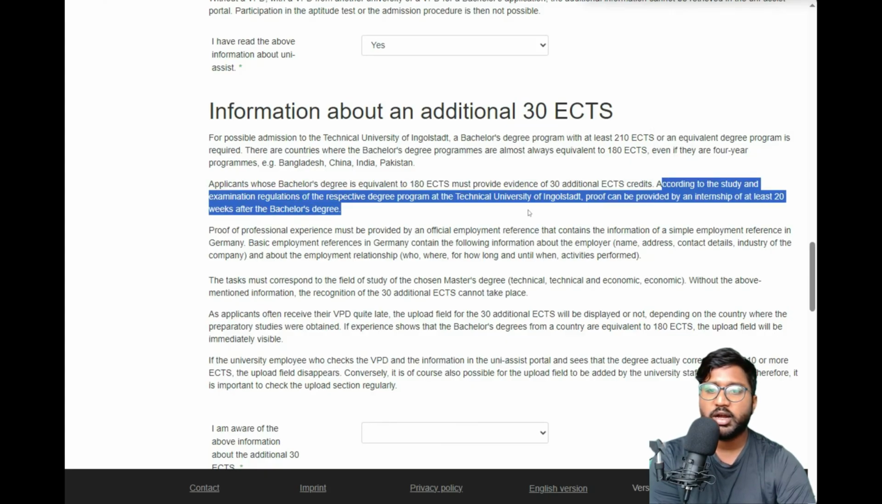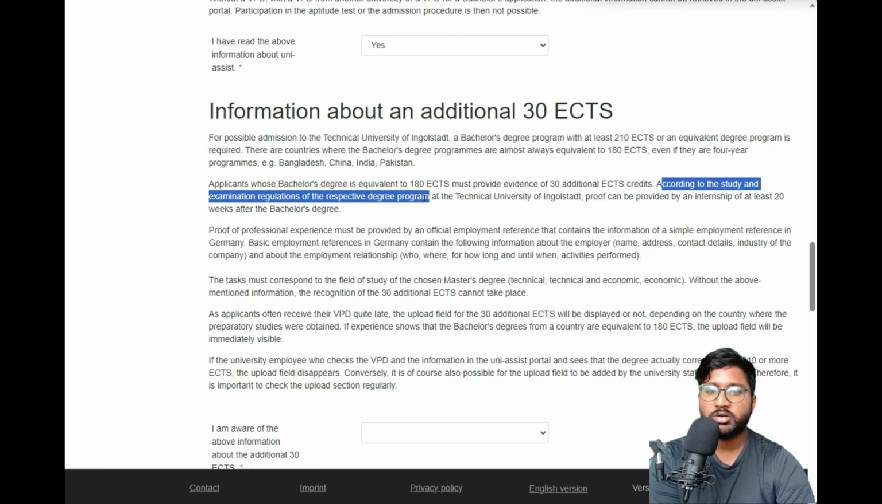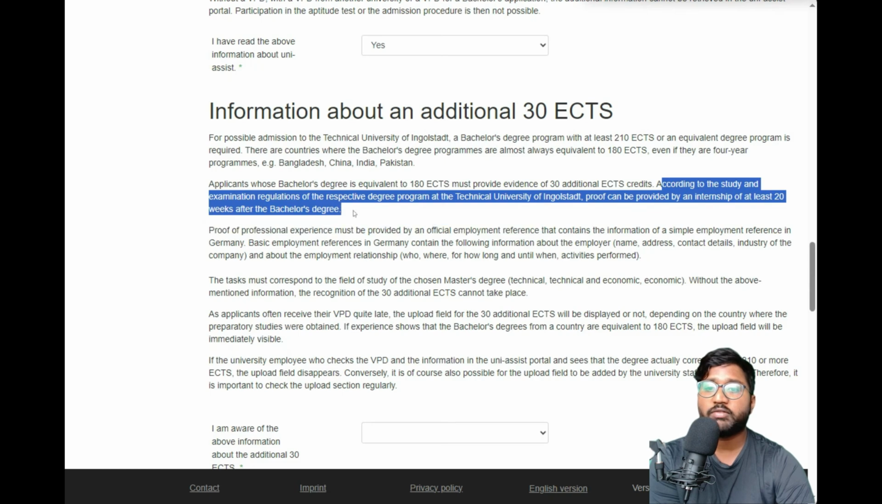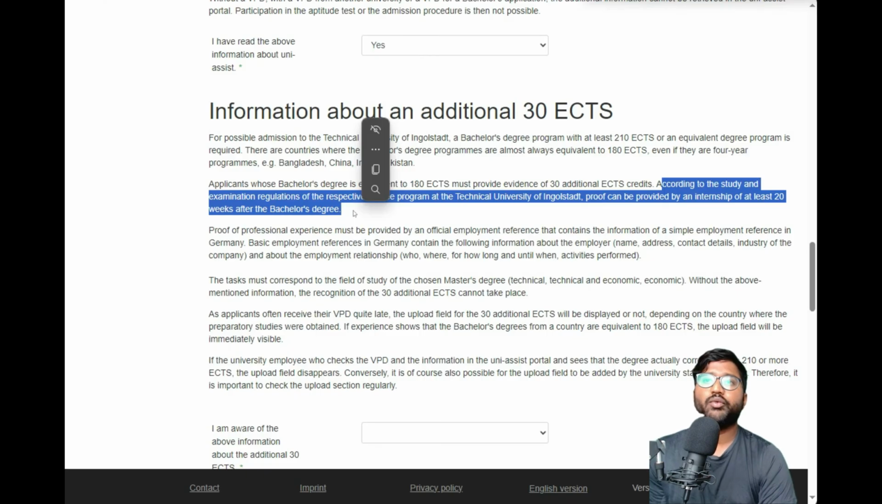According to the study and examination regulation of the respective degree program of Technical University Ingolstadt, proof can be provided by an internship of at least 20 weeks after the bachelor degree. This is a very good piece of information. Why? My friend came after 1 year once I came. Here this course cannot be applied for while you are studying, or in your 7th or 8th semester, unlike TU Chemnitz or TU Stuttgart, for example.